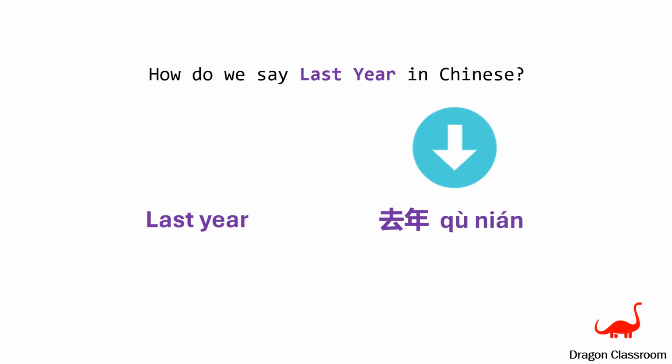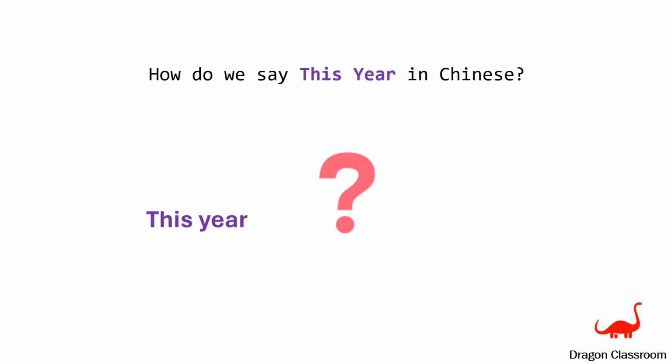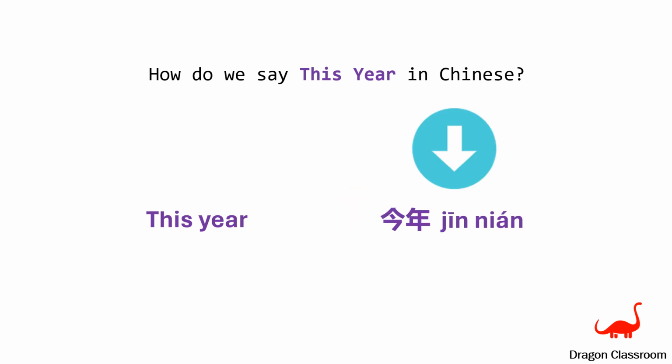Last year is 去年. Last year is 去年. How do we say this year in Chinese? This year is 今年. This year is 今年.